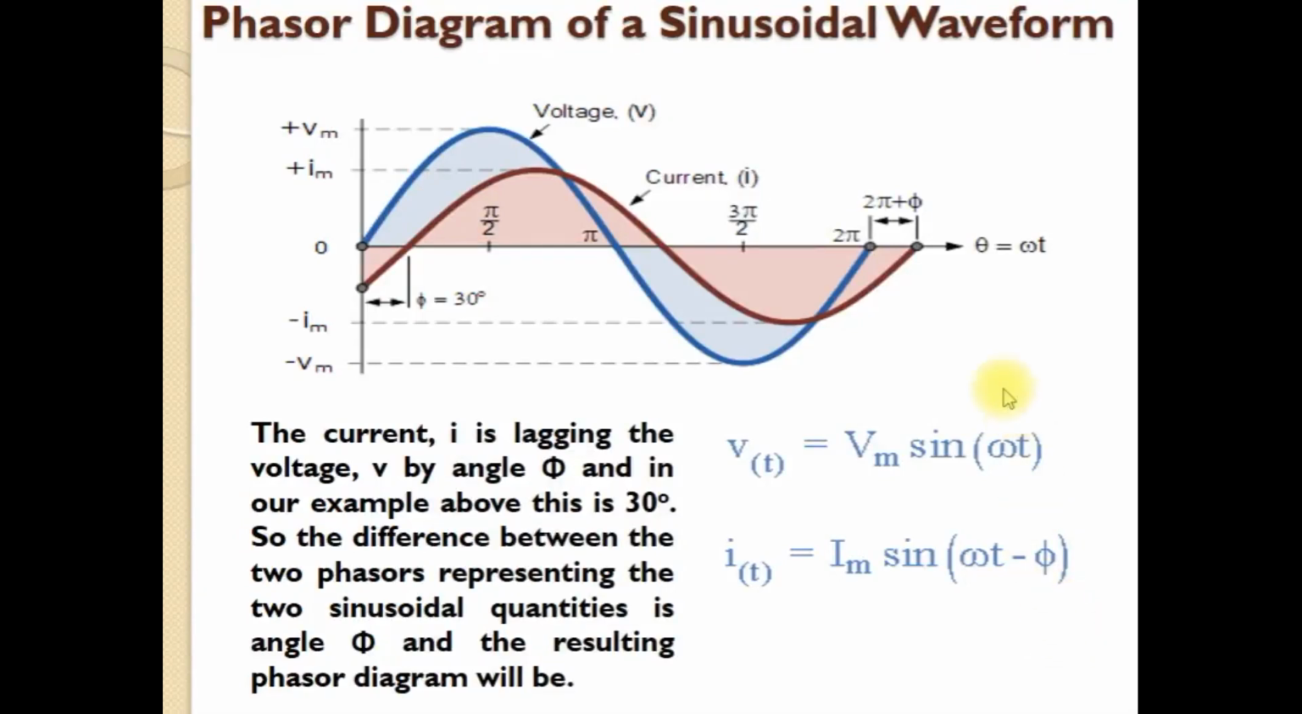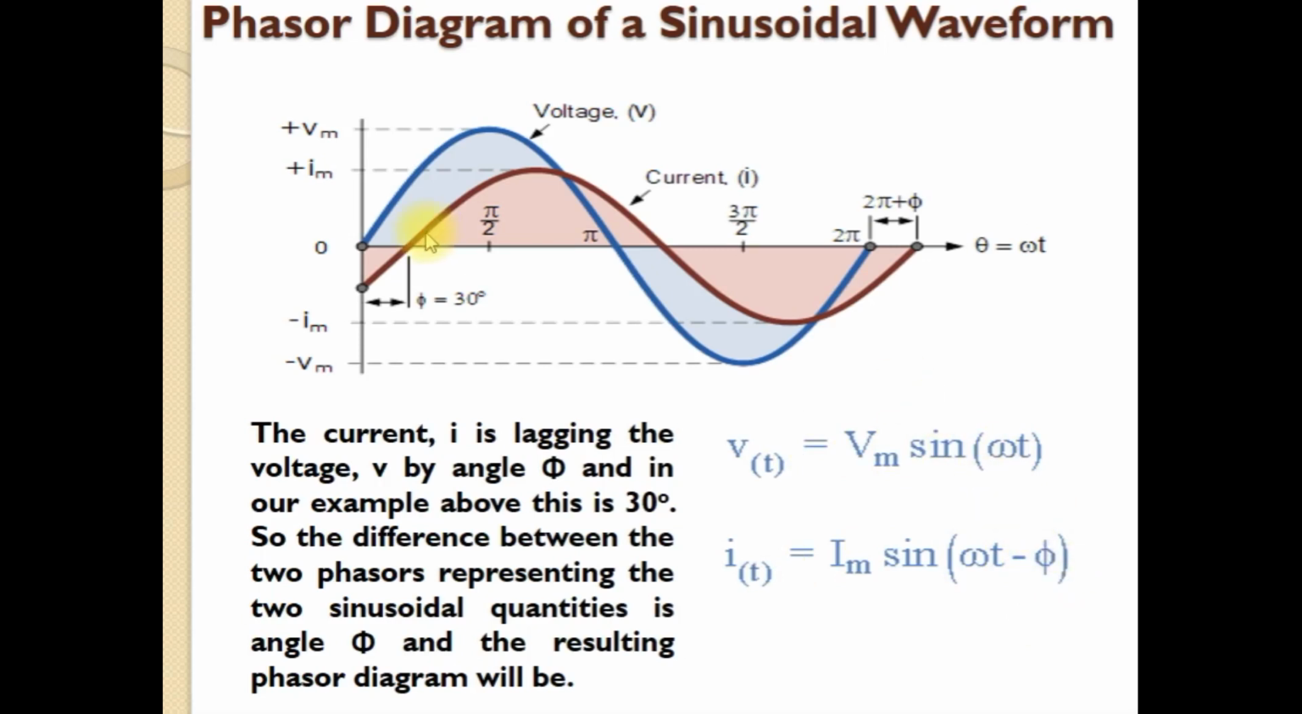Now let us see how two sinusoidal waveforms with the same angular velocity but with a certain phase difference can be represented in the vector diagram. Here two waveforms are plotted. One waveform, which is the blue trace with the expression Vt is equal to Vm sin omega t, is considered as the reference waveform here, and the other one is expressed as It is equal to Im sin omega t minus phi. Here there is a phase difference between these two waveforms. That means this waveform is lagging with respect to this voltage waveform by an angle of 5 degrees.